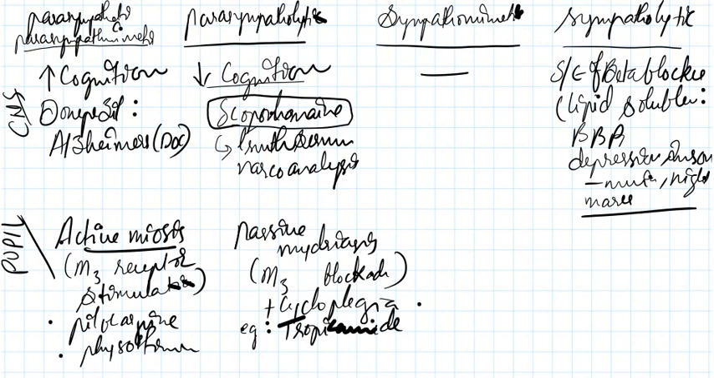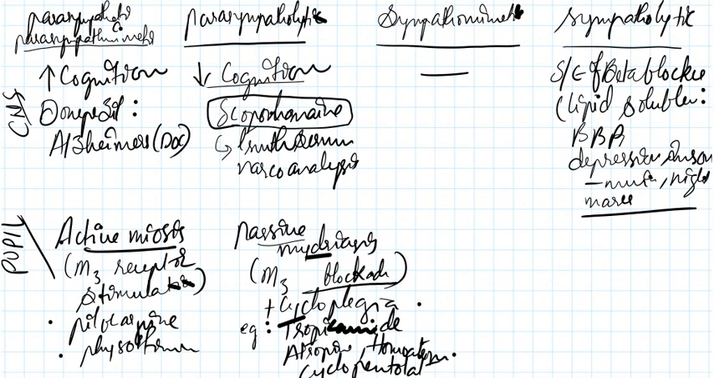Some other examples are atropine, homatropine and cyclopentolate. So these are the parasympatholytic drugs which cause passive mydriasis. This passive mydriasis is due to M3 blockade. Remember, doctors, passive mydriasis is due to M3 blockade.